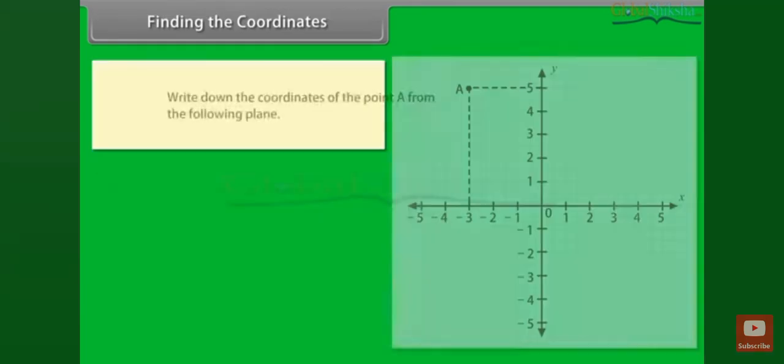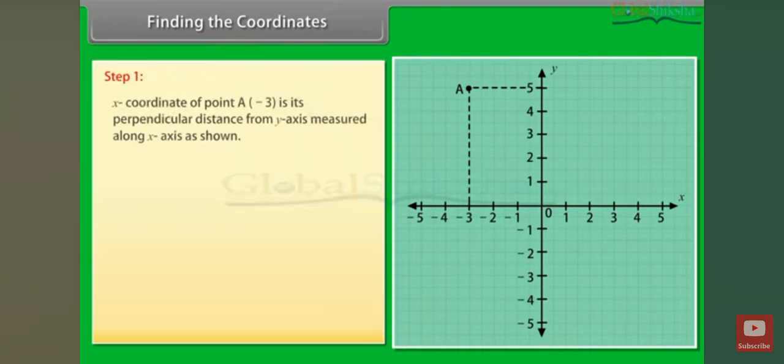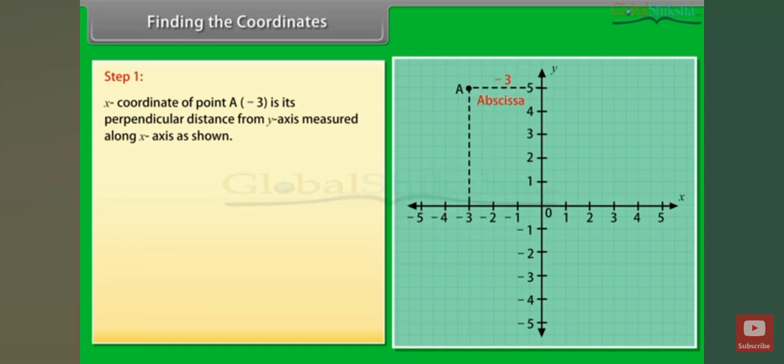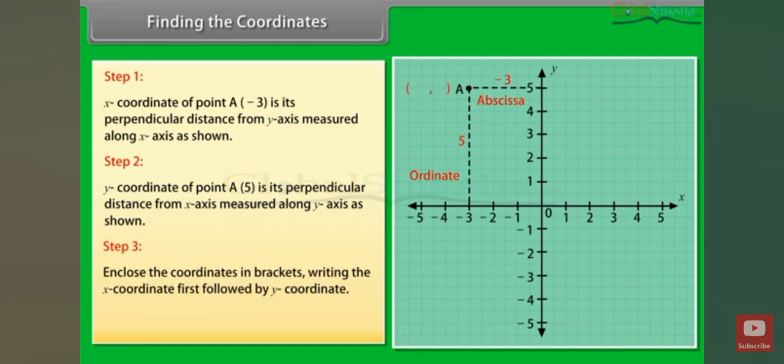Finding the coordinates. Write down the coordinates of the point A from the following plane. Step 1. The x-coordinate of point A is -3. It is its perpendicular distance from the y-axis measured along the x-axis as shown. Step 2. The y-coordinate of point A is 5. It is its perpendicular distance from the x-axis measured along the y-axis as shown. Step 3. Now, enclose the coordinates in brackets by writing the x-coordinate first, followed by the y-coordinate. Thus, the coordinates of point A are (-3, 5).